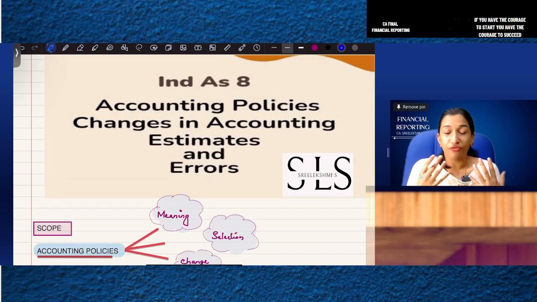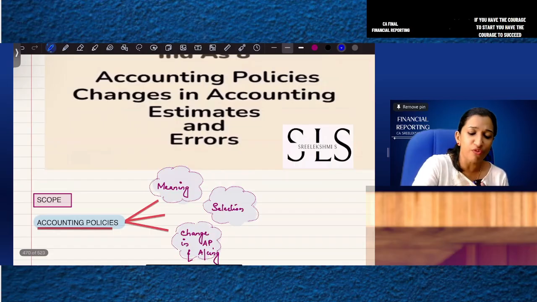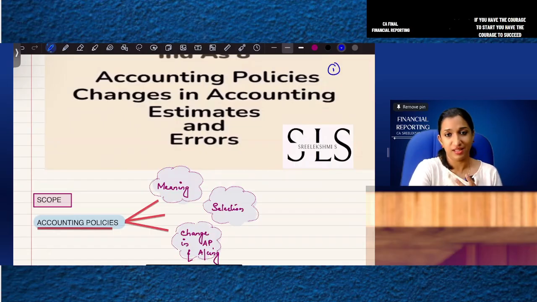In this, of course, it is giving more insights into the accounting treatment if there is a change in accounting policy, estimates and errors. So let's quickly get into this wonderful standard, Ind AS 8. As the title says, we are focusing on three areas: accounting policies, change in accounting estimates, and errors.